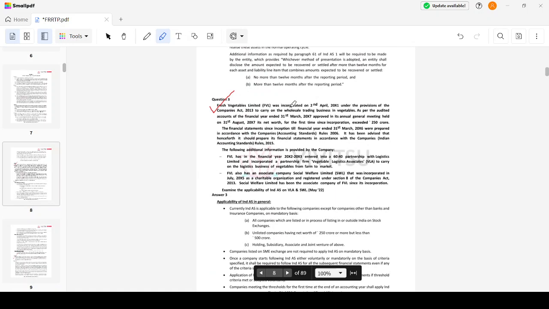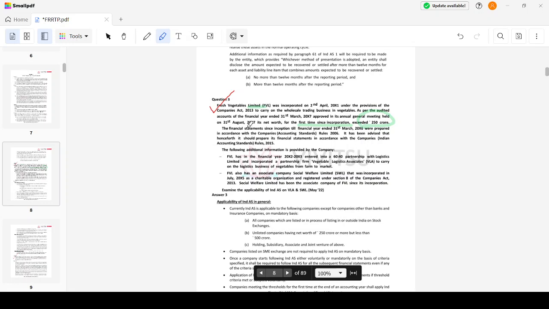Fresh Vegetable Limited was incorporated on 2nd April 2021 under the provisions of the Companies Act 2013 to carry on the wholesale trading business in vegetables. As per the audited accounts of the financial year 2017, approved at the AGM held on 31st August, its net worth for the first time since incorporation exceeded 250 crores. So this means I am going to apply Ind AS, yes, right? I am a limited company, a public company, and maybe listed or unlisted.